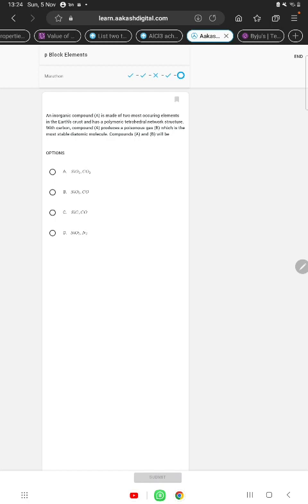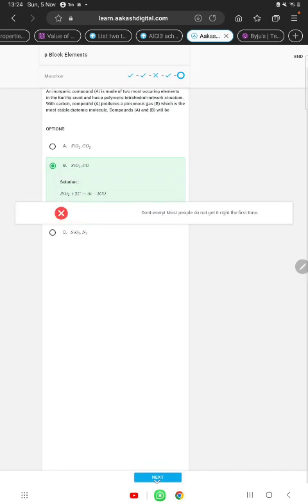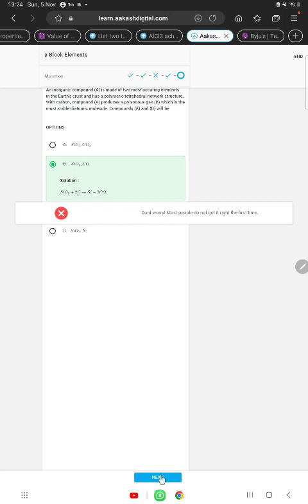An inorganic compound made up of two most occurring elements in the earth crust has a polymeric tetrahedral network structure. Carbon compound A produces the poisonous gas, which is the most stable diatomic molecule. A and B. So one is carbon monoxide, SiC, SiO2 and CO, student.